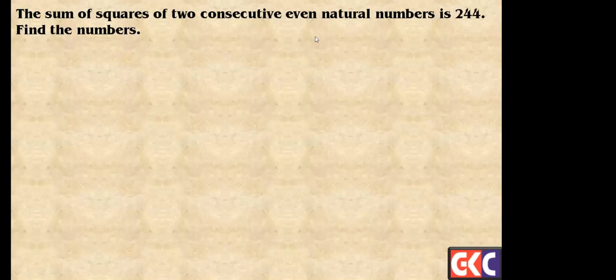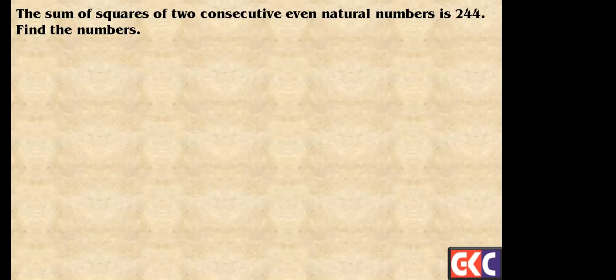Hopefully you know what I mean by consecutive numbers. Consecutive numbers means the numbers come one after another. Here I'm not talking about only two consecutive numbers, I'm talking about two numbers which are even. So what do I mean by these two consecutive even numbers? Let the two consecutive even numbers be x and x plus 2.